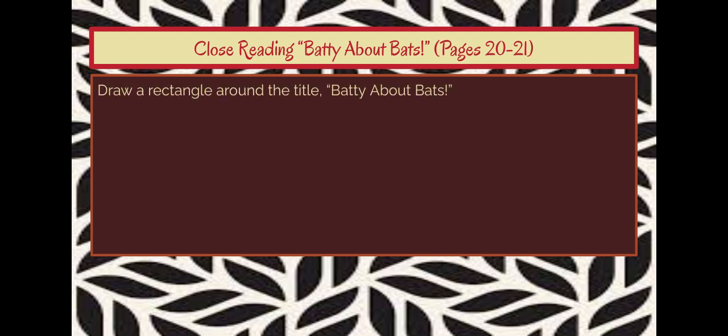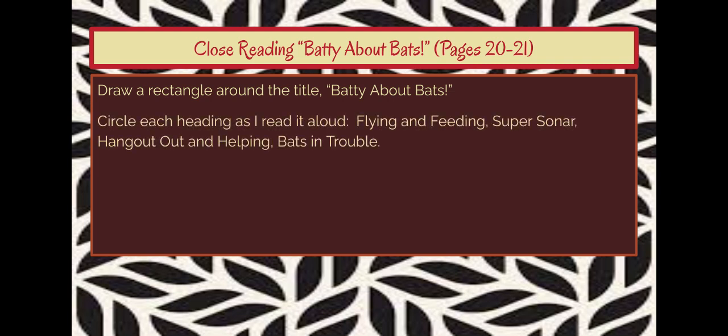Draw a rectangle around the title, Batty About Bats. Circle each heading as I read it aloud. Flying and feeding. Super sonar. Hanging out and helping. Bats in trouble. Now, highlight each bold vocabulary word as I read it aloud.